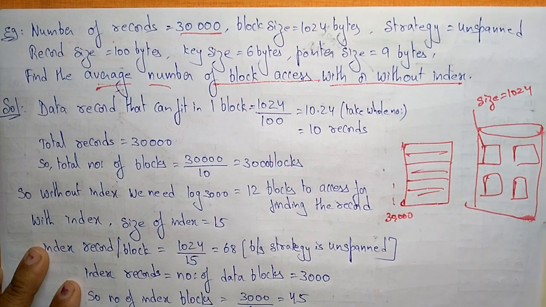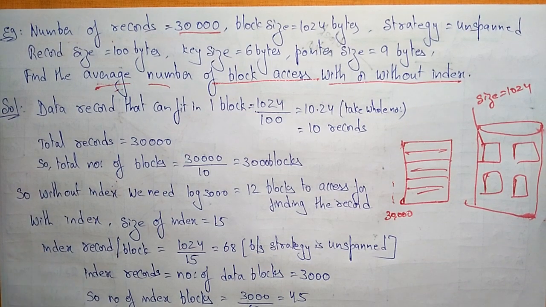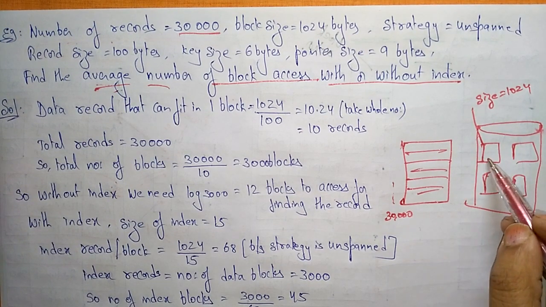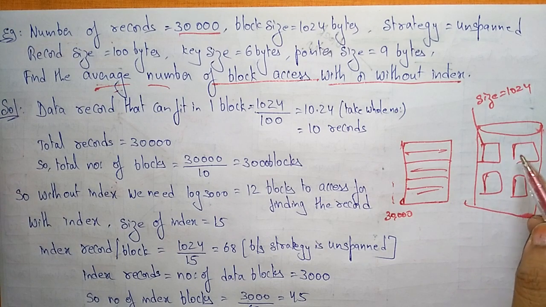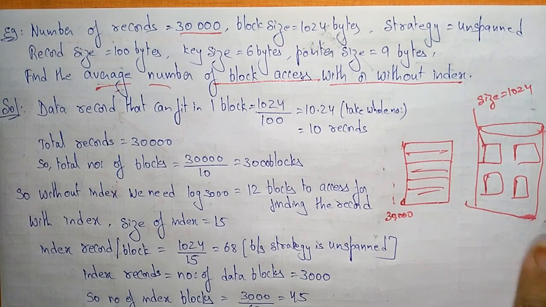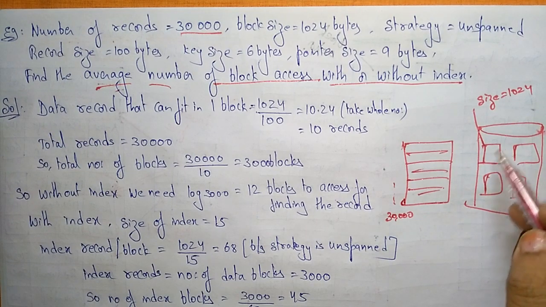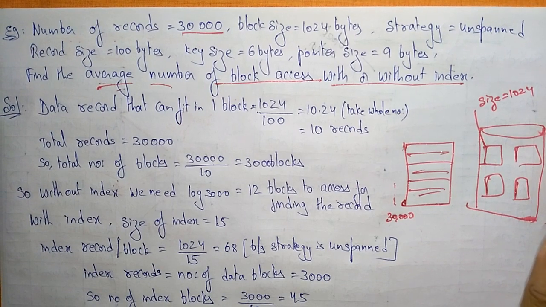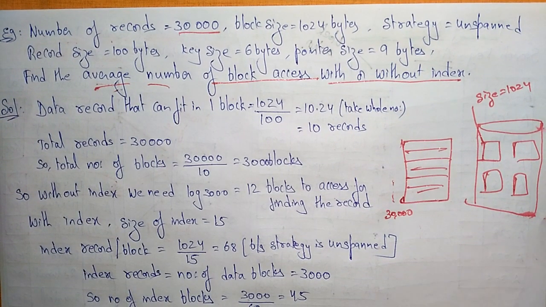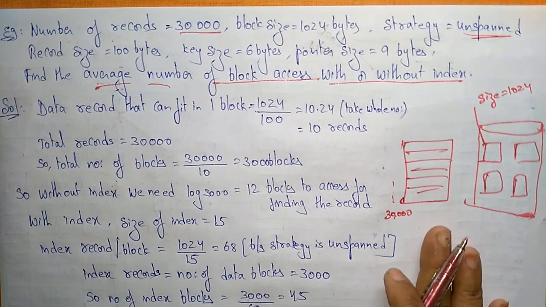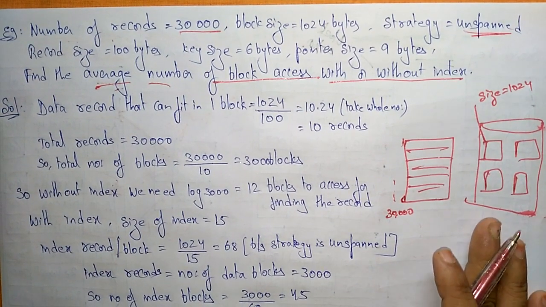So what do we mean by unspanned? Unspanned means a single record is always placed in one block. In the last videos I explained spanned and unspanned. Spanned means if half of a record occupies this block and the other half occupies another block, that is called spanned. Unspanned means one complete record occupies one complete block, rather than dividing the record across two blocks. In this problem also they are following the unspanned strategy.